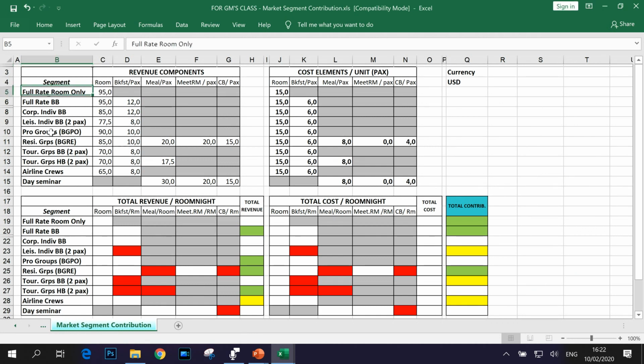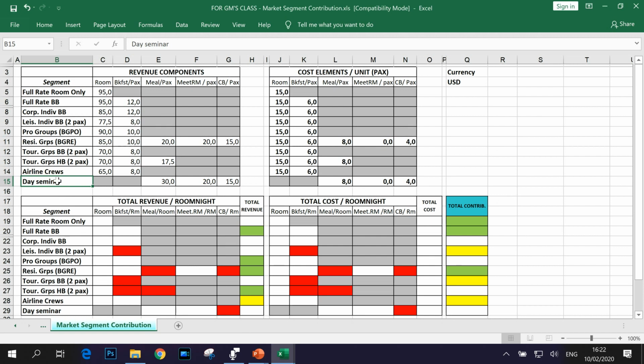Here we have different market segments: full rate room only, bed and breakfast corporate, leisure individual bed and breakfast, professional group, residential group, tour group bed and breakfast, tour group half board. Half board means breakfast plus lunch or breakfast plus dinner. And airline cruise, and day seminar. Day seminar is a full day meeting without any rooms.